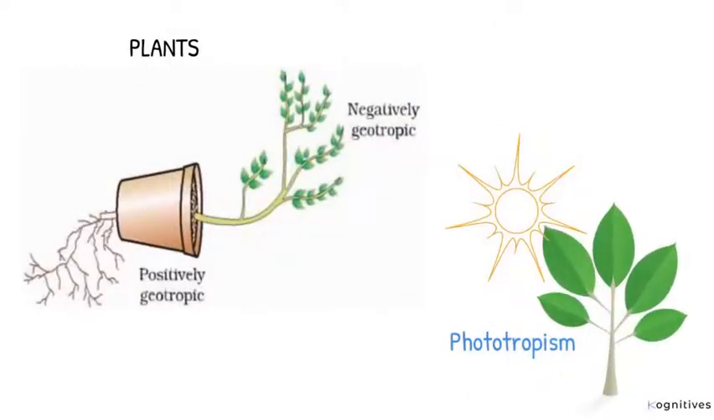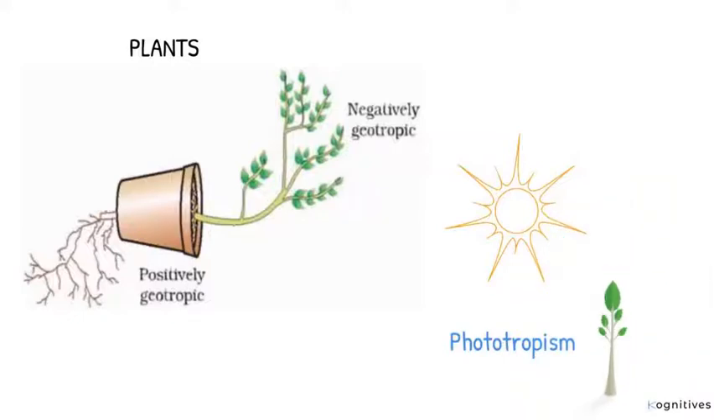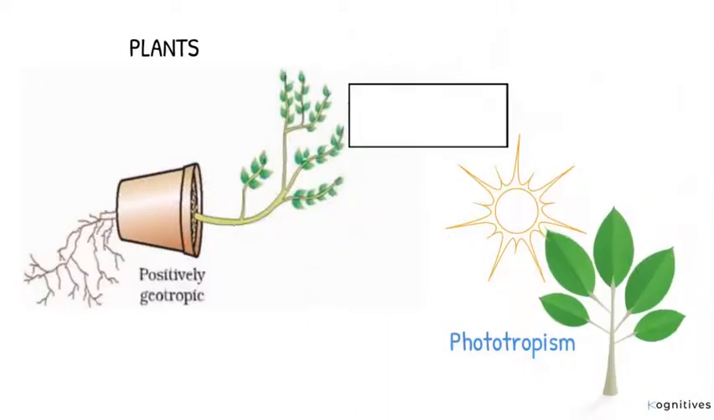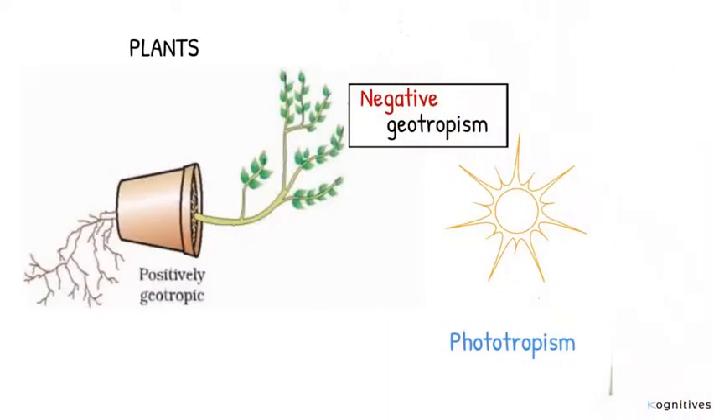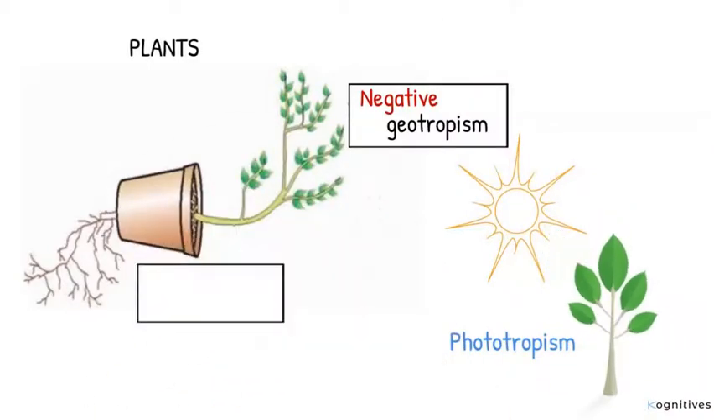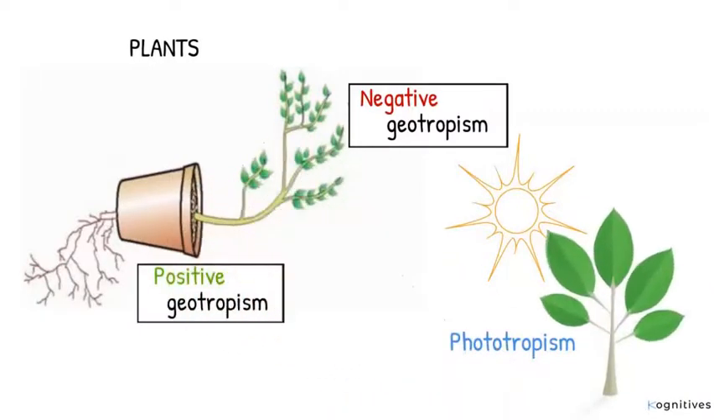Now, since gravitational force is a force that tends to act downwards, the upper parts of the plant, which include the shoot and the leaves, growing away from the soil, will then carry out negative geotropism. But the part of the plant, namely the roots, which go downwards into the ground, following the downward force of gravity, will then observe positive geotropism.